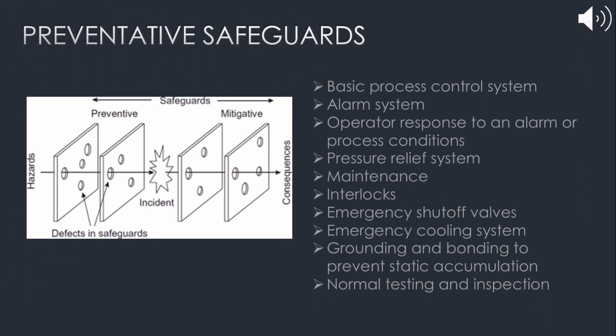Preventative safeguards prevent an initiating event from proceeding to a defined undesirable incident. It is also known as a protection layer. The preventative safeguard stops the incident from proceeding. Some examples include basic process control and alarm systems, operator response to an alarm or process conditions, pressure relief systems, consistent maintenance, interlocks, emergency shutoff valves and cooling systems, grounding and bonding to prevent static accumulation, and normal testing and inspections.